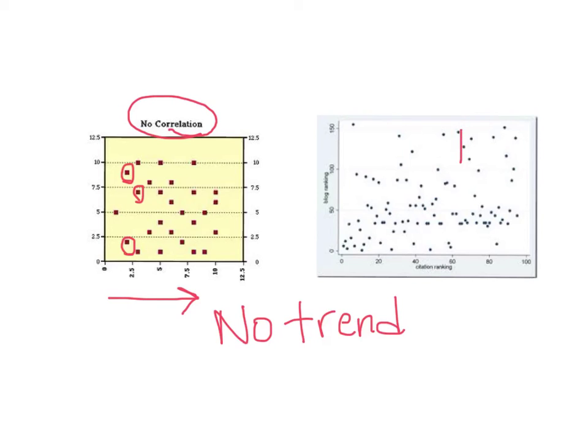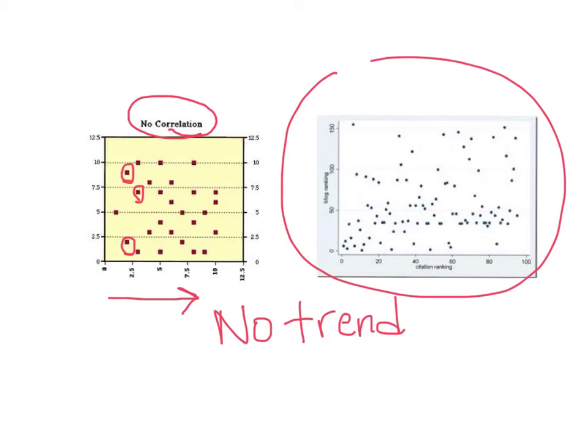So maybe one that we could use, oops, that was an accident. Okay, so let's look at this one. All right, now it has something here. I pulled this off the internet to give you an example, but I don't like what they have here. Citation ranking and blog ranking or something. Okay, maybe some of you know what that means. I really don't. So I'm going to give my own example of something that would have no correlation, no trend.